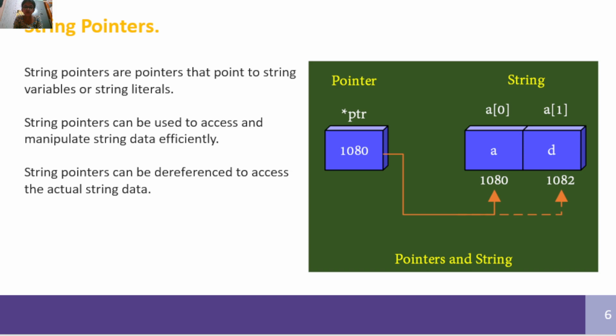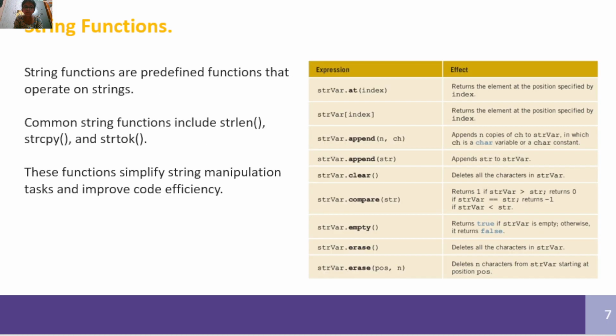Next we have string pointers. String pointers are pointers that point to string variables or string literals. String pointers can be used to access and manipulate string data efficiently. String pointers can be dereferenced to access the actual string data.